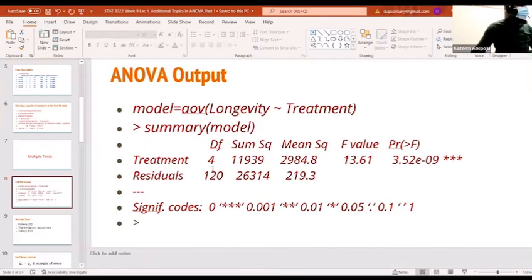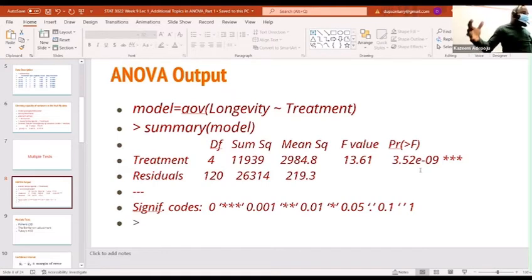We basically want to see whether the average longevity is actually the same in 5 groups. Look at the p-value now. What is the p-value telling us? The p-value is very, very small. It's basically less than the 0.05 level of significance, which is telling us we're going to reject the null hypothesis.